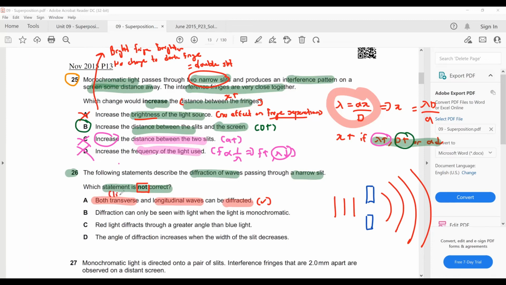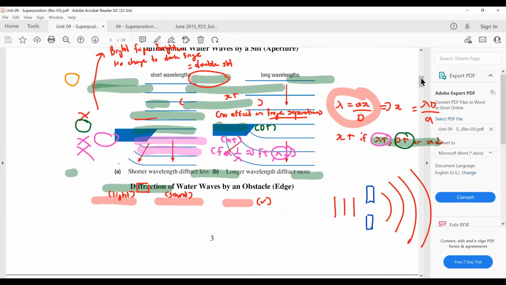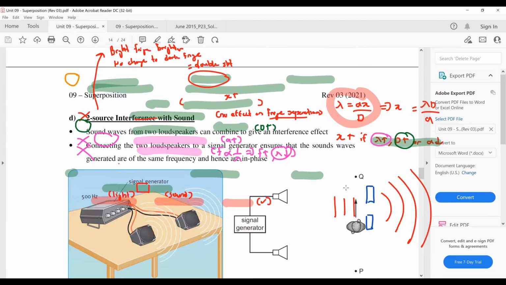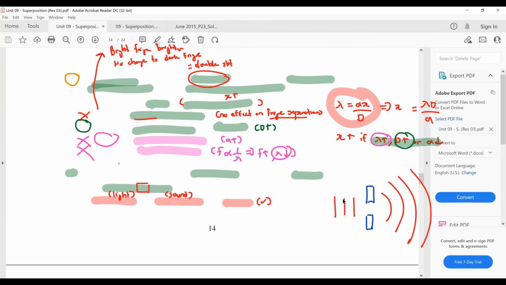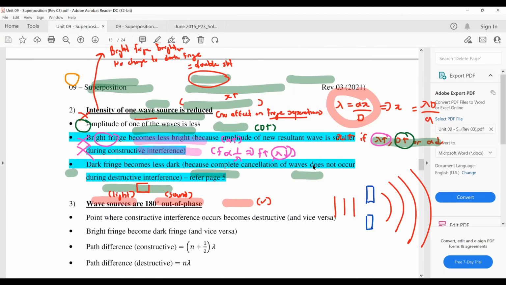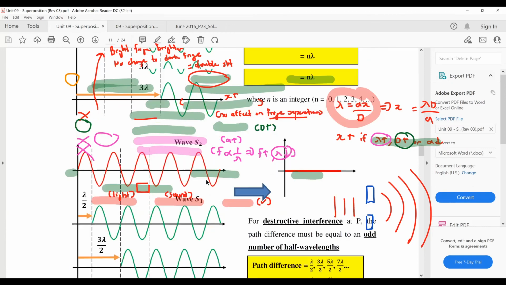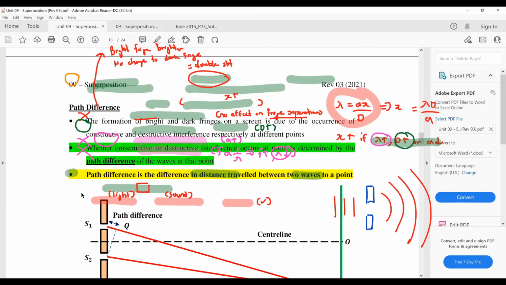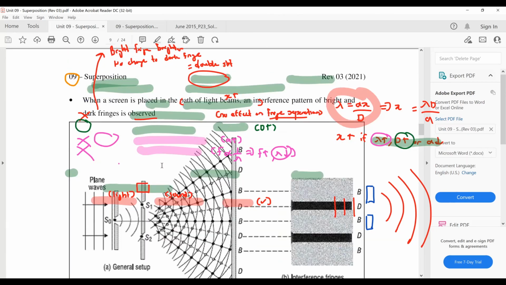Transverse could be light. Longitudinal wave could be sound. Both can be diffracted. Okay. In the examples that I actually went through with you for two source interference, the double slit itself was already talking about light for one of the examples.